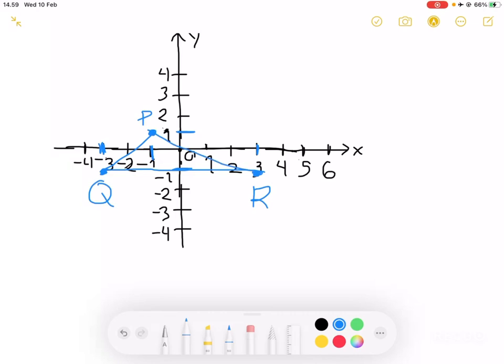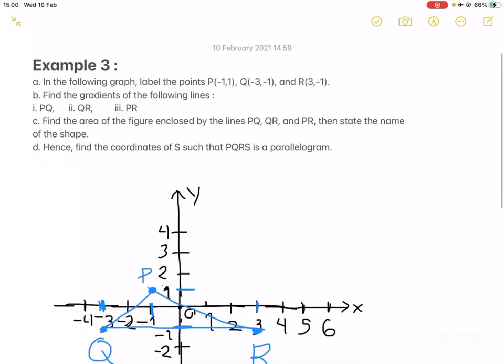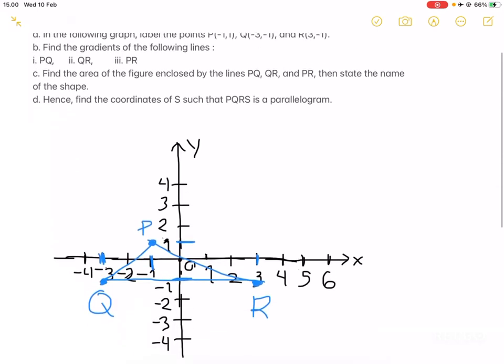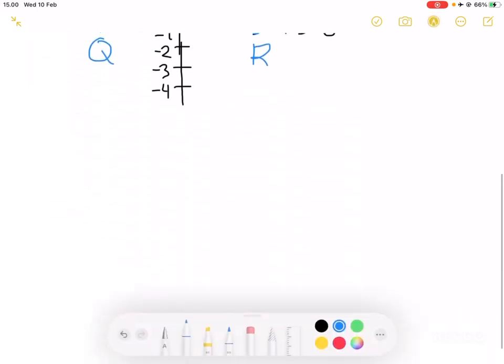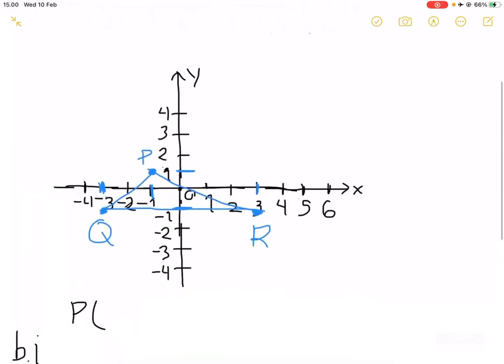Alright, so I just joined the lines to make a triangle because that will help us for the next few parts. So next we're going to find the gradients of the lines PQ, QR, and PR. So let's just write our working. And perhaps we're going to rewrite our coordinates from before.